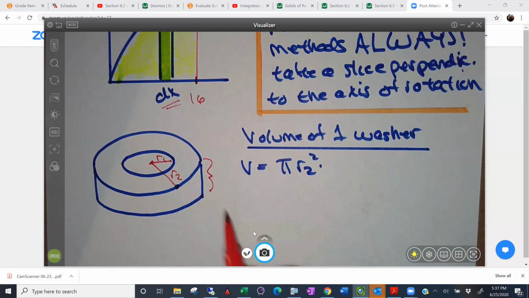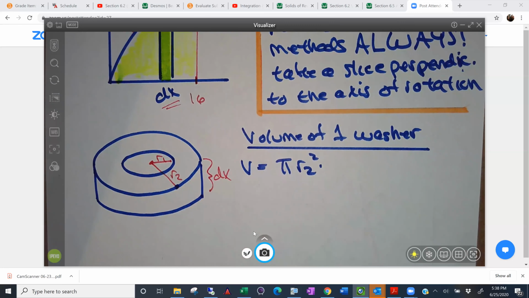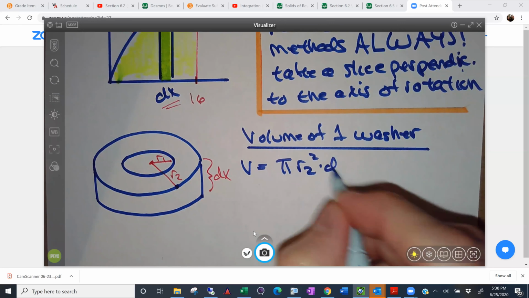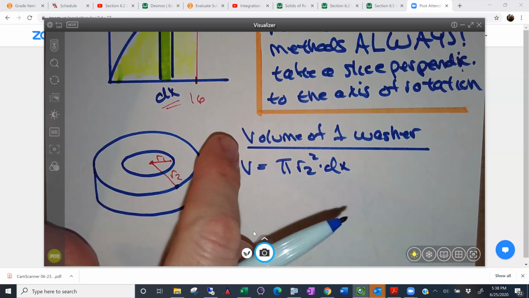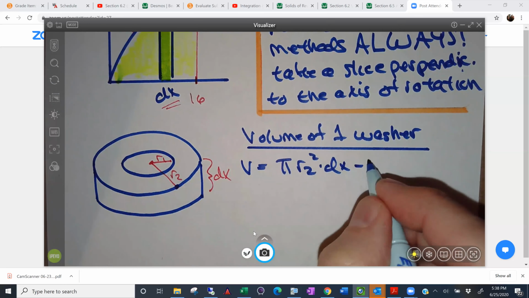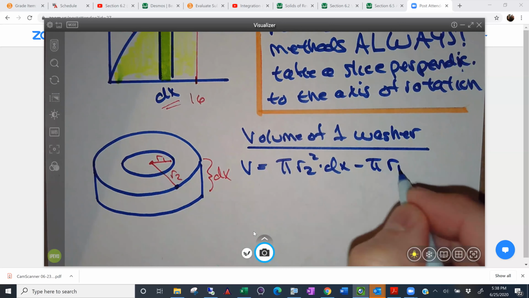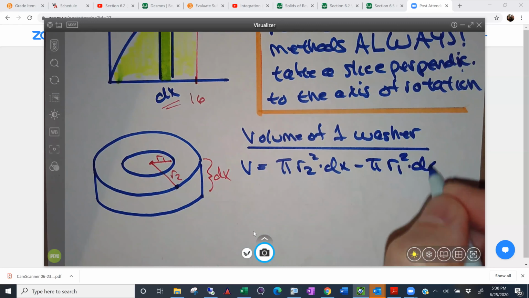H, good. What's another name for H going to be for us? Dx. All right, so pi R2 squared times dx. So that's the outer one minus the piece that's missing from the center. So minus pi R1 squared, again, times the thickness, which is going to be dx.